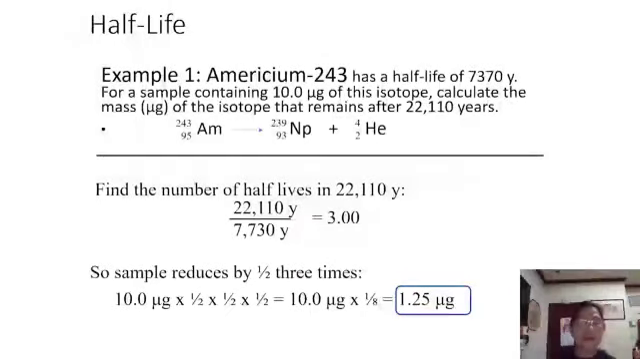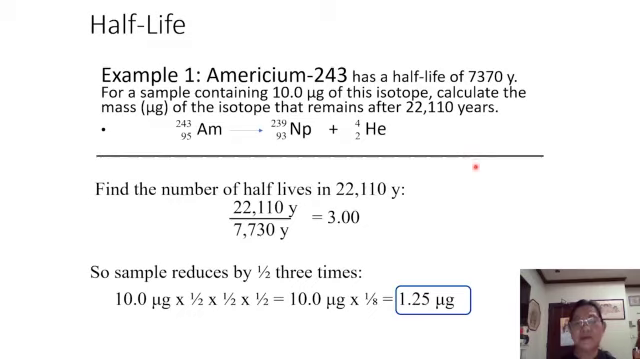Let's apply these formulas in a sample problem. In example number 1, americium is the radioactive isotope, with a half-life of 7,370 years. For a sample containing 10 micrograms of this isotope, you are asked to calculate the mass in micrograms of the isotope that remains after 22,110 years. This is the nuclear reaction. It releases alpha particles. So you are given the half-life.